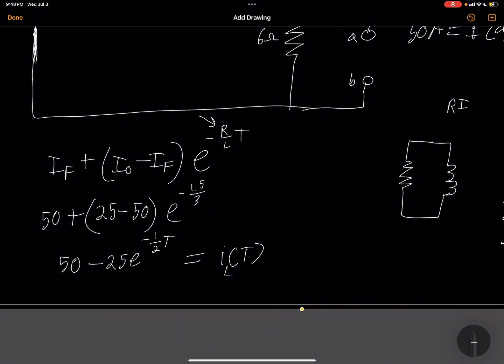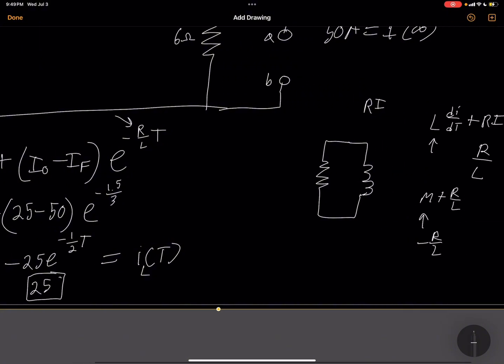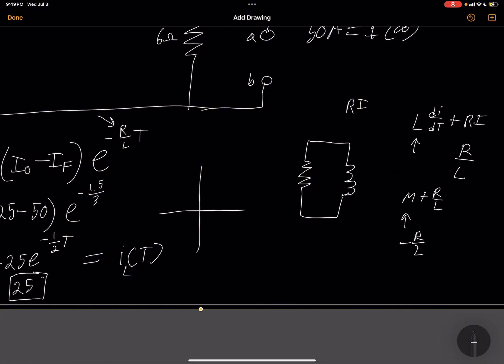And to see if you're right, if you plug in t at 0, we get 50 minus 25, and that's 25. That's the initial value that we start at as it changes over time. And on a graph, we start at, we'll call this 25, and we go up to 50, something like this. I is a function of t. Checkmate. So yeah, that's how it's done.